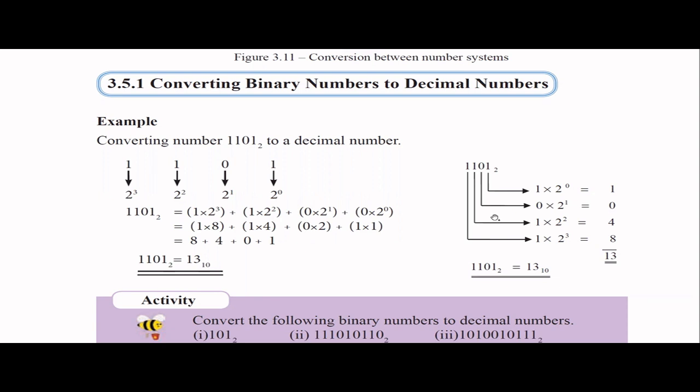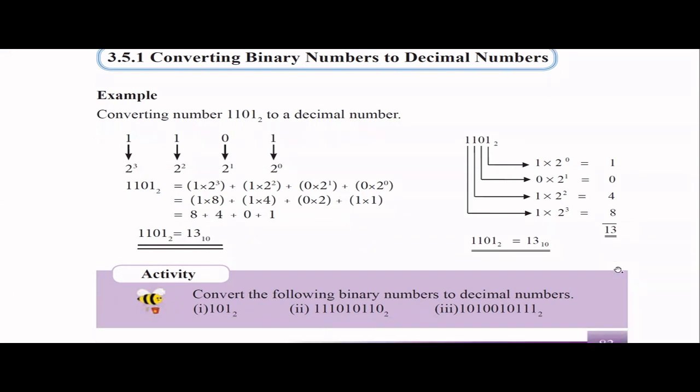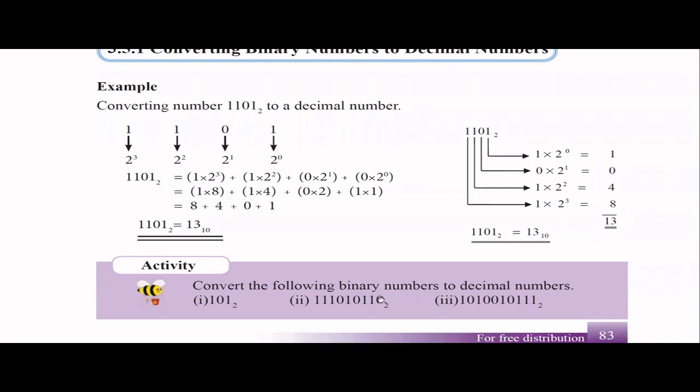Any representation is okay, but the mathematical thing you have to do is multiply each of these digits with the relevant weighting factor and add all the answers together. That is how you should do this. We'll see how this activity can be done. Please pause the video and do this activity, then come back and see whether your answers are correct.